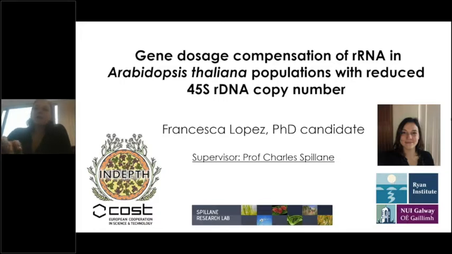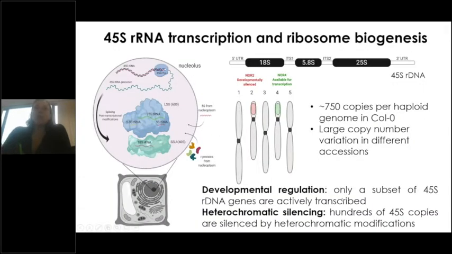Just to give you a quick introduction on my work, the process of ribosome biogenesis begins with the transcription of 45S precursor ribosomal RNA. This is transcribed from the gene called 45S rDNA, which comprises the subunits 18S, 5.8S, and 25S. These genes are very special because they are one of the most abundant repetitive elements in the genome. There is a lot of evidence emerging that they are not just there to make ribosomes, but they actually have an important function in the architectural and structural organization of the genome.